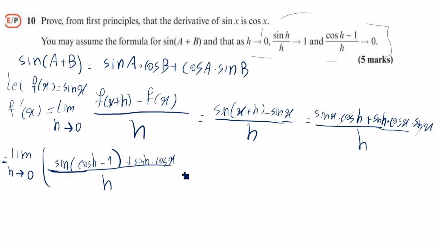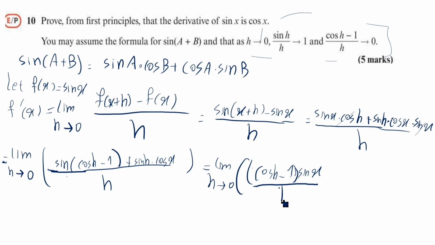And now the next thing that we can do is basically rewriting that in this format. So it's going to be the limit as h tends to 0. Then we can separate it into two fractions. So it's going to be cos h minus 1 over h times sine x, and the second one can be written as sine h over h times cos x.